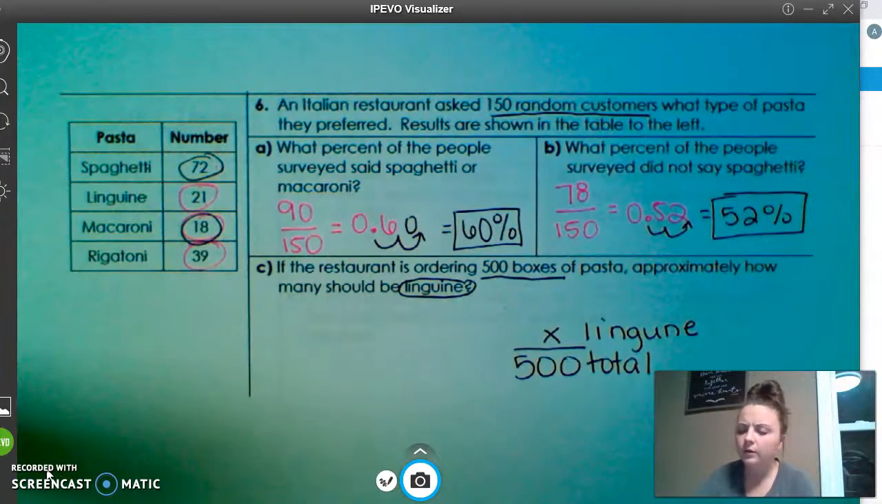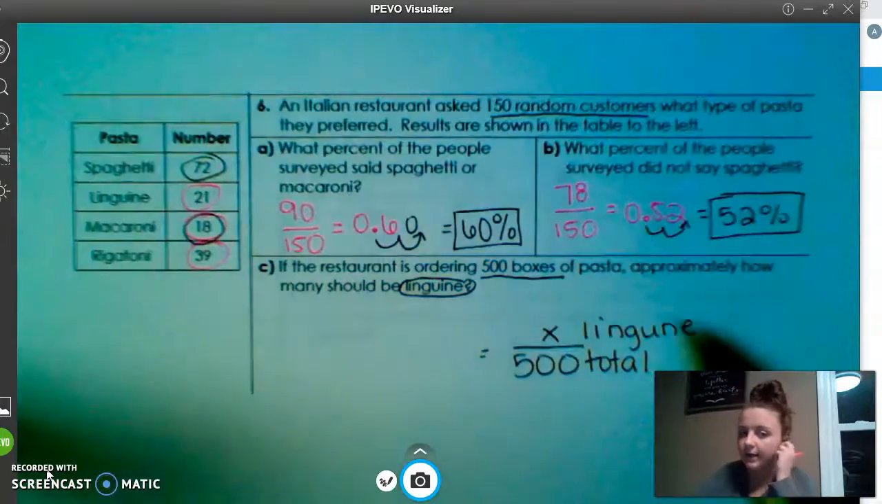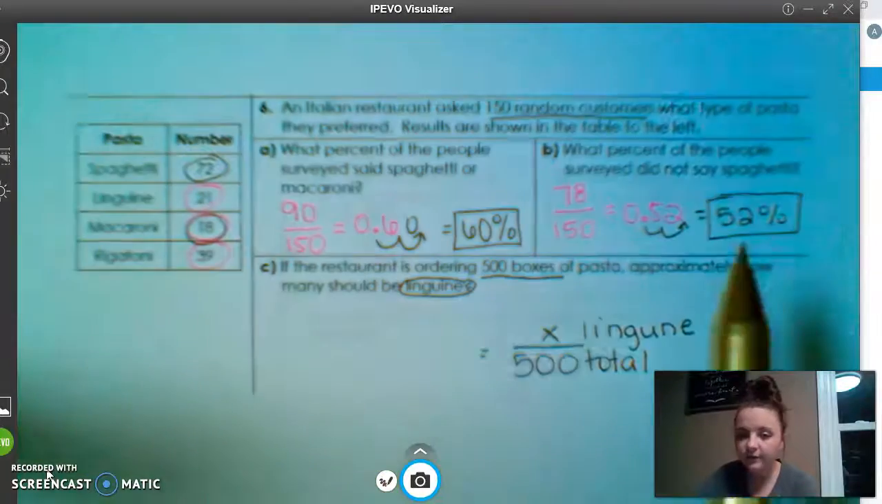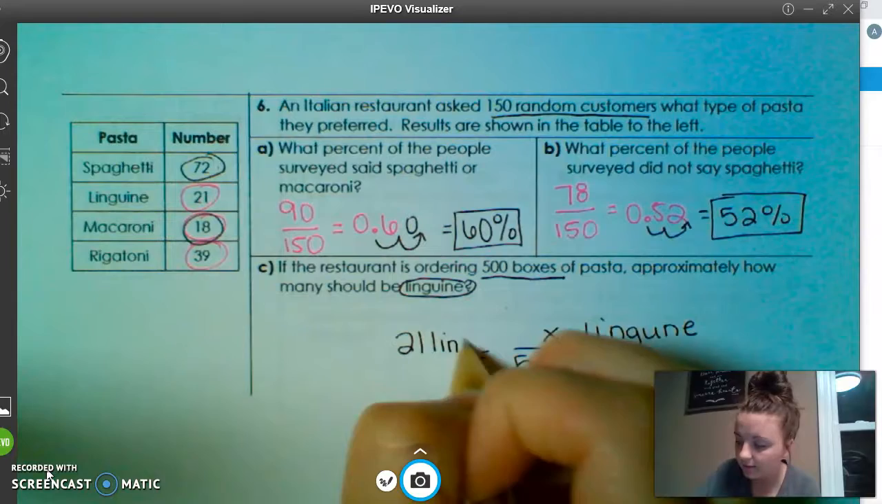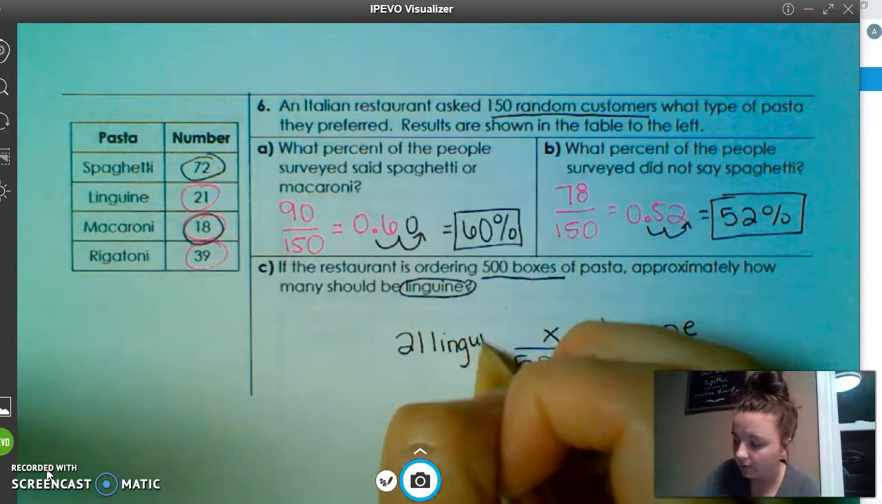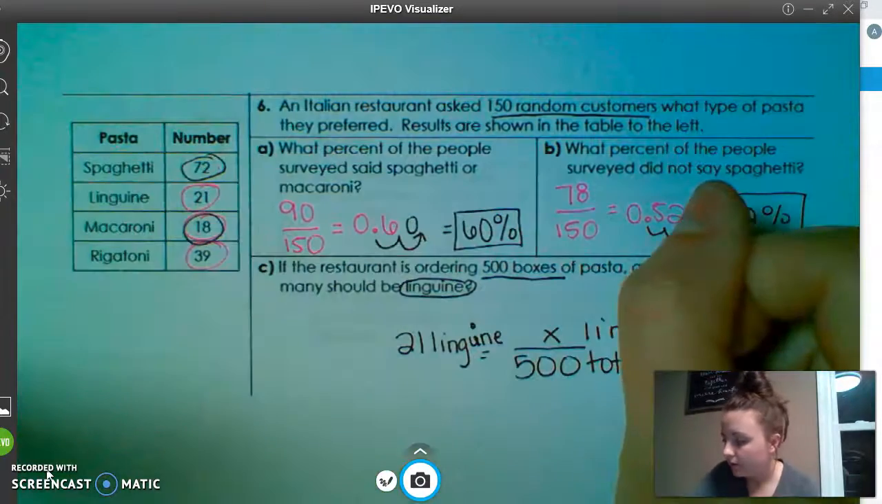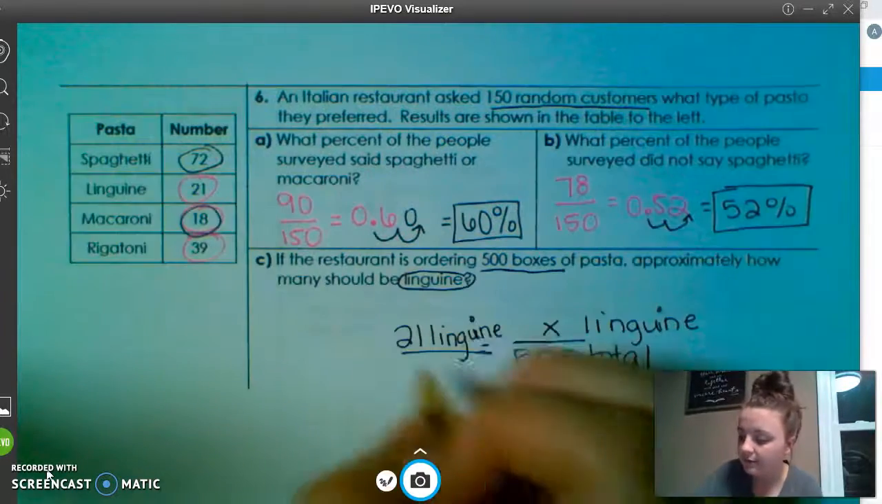Okay, well, I know something about the relationship between the pasta and the total. I know that I have 21 out of the 150. So I can set up the other side of the proportion, and that was out of 150 total.